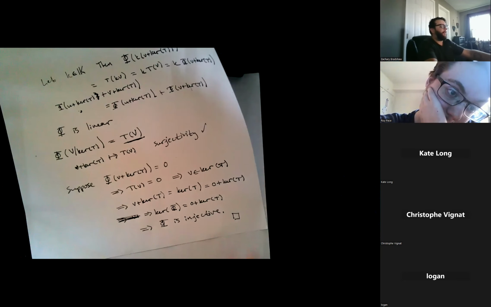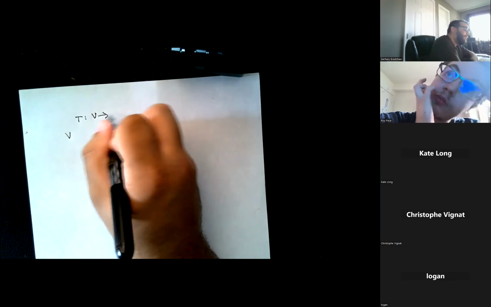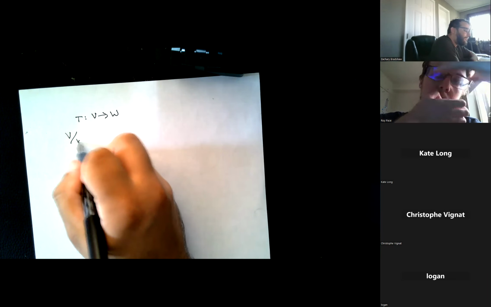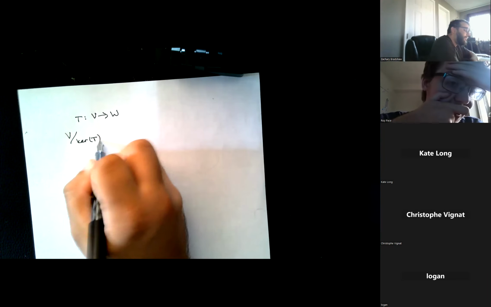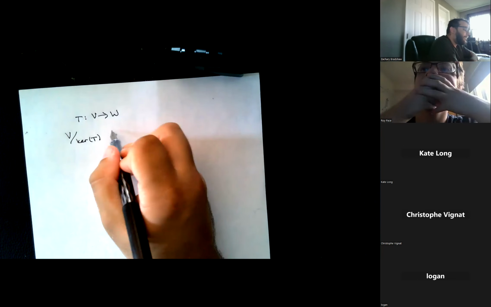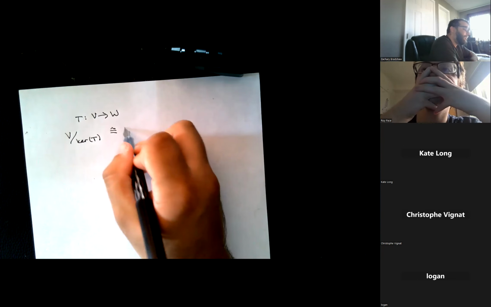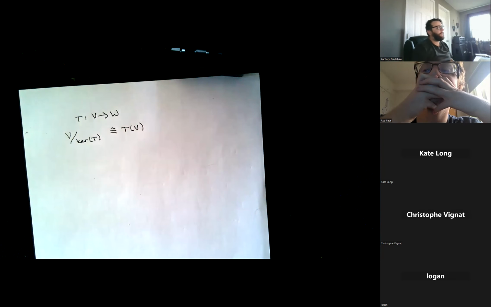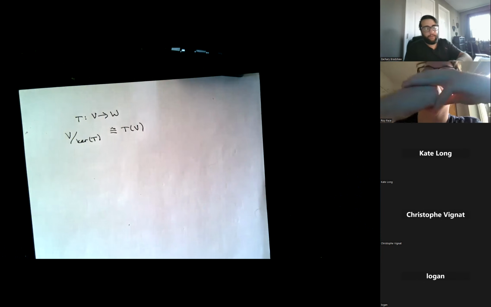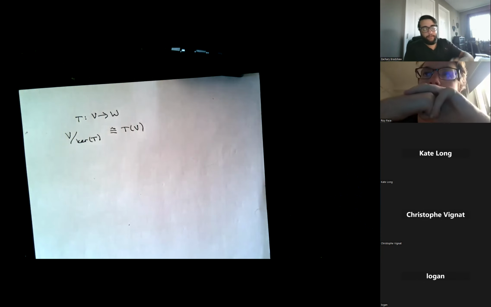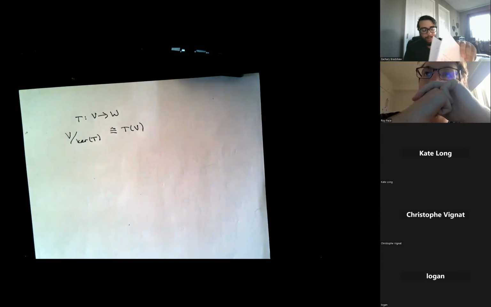Okay, so all that was just to say this very nice result that if you have a linear map t from v to w, then if you find the kernel and you mod out v by the kernel, this is isomorphic to the image of that map t. Okay. All right.